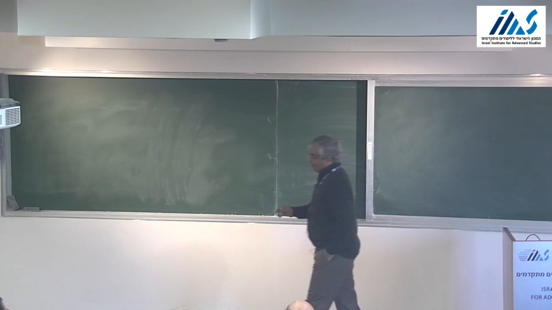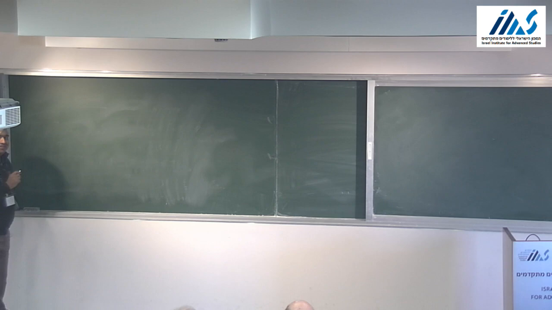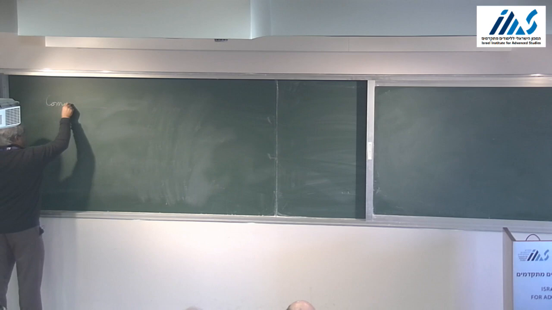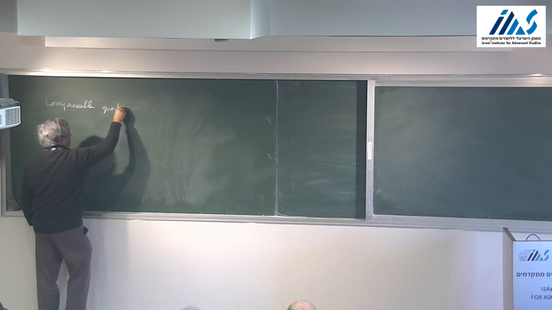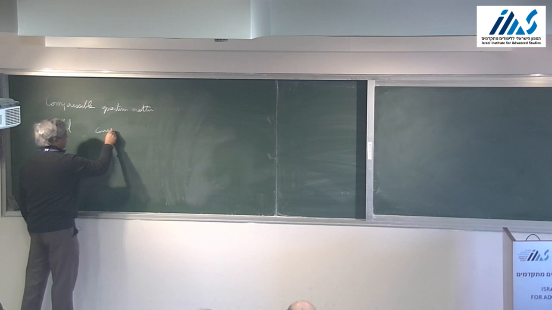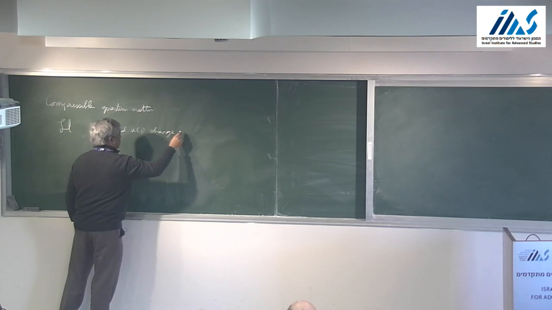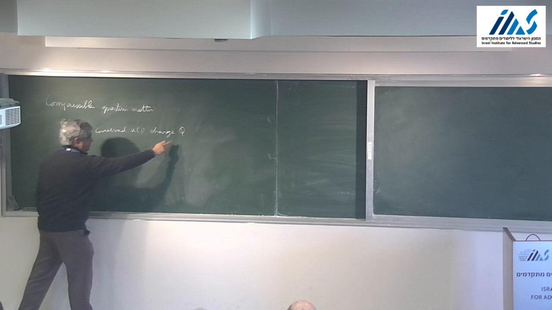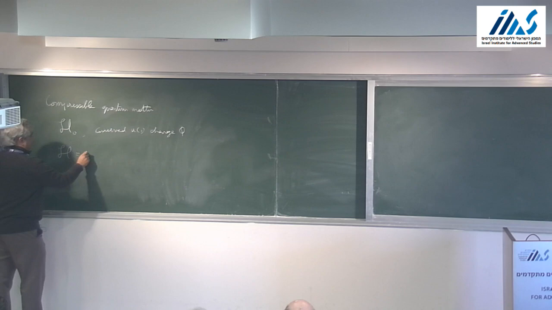So more generally, what I'm talking about is the study of, other than saying metals, a more general way to define what a metal is: it's a phase of compressible quantum matter. So what do you mean by compressible quantum matter? Well, you have some Hamiltonian, and then you have a conserved U(1) charge Q. So this means the Hamiltonian, let's call this H0, commutes with Q.